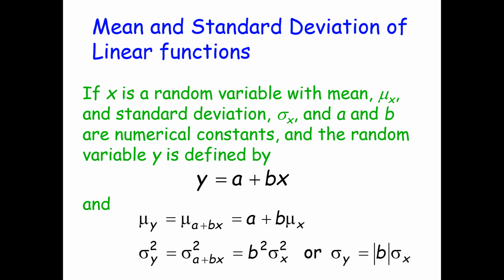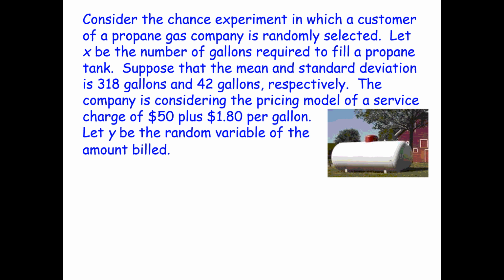Let's look at an example. Now, consider the chance experiment in which a customer of a propane gas company is randomly selected. And we're going to let X be the number of gallons required to fill a propane tank. So suppose that the mean and standard deviation are 318 gallons and 42 gallons, respectively. Now the company is considering the pricing model of a service charge of $50 plus $1.80 per gallon. So we're going to let y be the random variable of the amount billed.